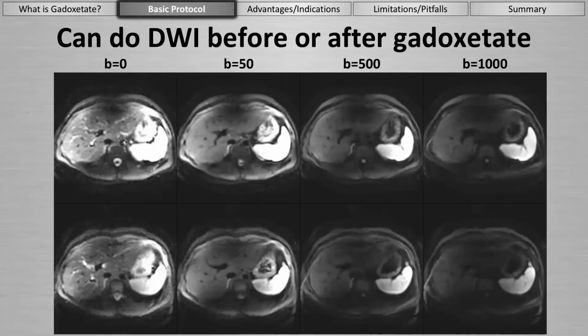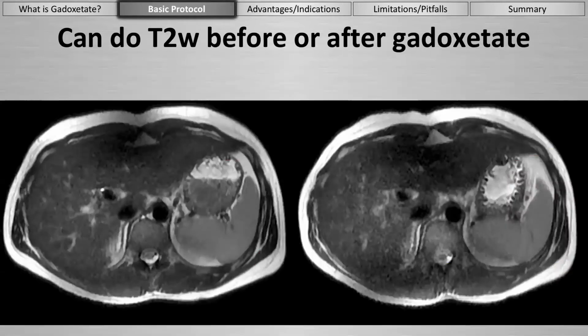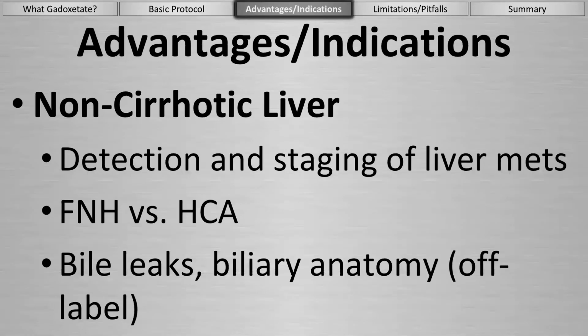And the DWI looks the same pre and post, so there's no reason to do it pre. You might as well do it post. The T2 weighted imaging looks the same pre and post. You might as well do it post. Okay, so we've talked a little bit about a protocol. Let's move on now to advantages and indications, starting with the non-cirrhotic liver.